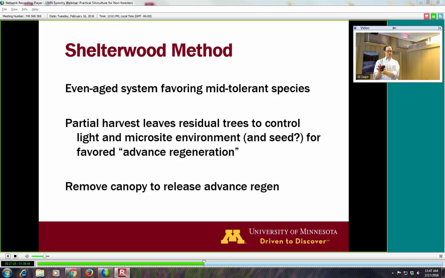So we leave a partial stand, we conduct a partial harvest, leaving trees at the right density, and if we are relying on these trees to drop seed, then we might want to leave trees with good form and other positive genetic attributes to contribute that seed for the next stand. We wait until that advanced regeneration is established, usually 5 to 10 years. Then we go in and remove the overwood or remove the canopy to release that advanced regeneration.